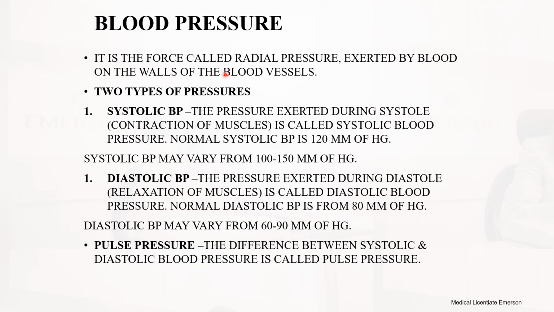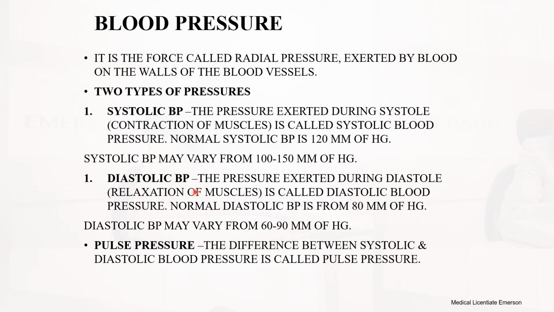Then the blood pressure, which is the force, called lateral pressure, exerted by blood on the walls of the blood vessels. And there are two types of pressure. There is the systolic BP, which is the systolic blood pressure, the pressure exerted during the systole, which means contraction of the muscles. And normal systolic blood pressure is 120 millimeters of mercury. Then the systolic BP may vary from 100 to somewhere 150, and most literatures will tell you it varies from 100 to 140. Okay, that's depending on the literature we're dealing with.